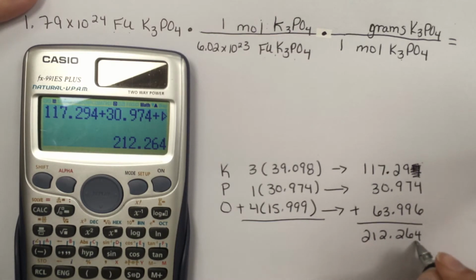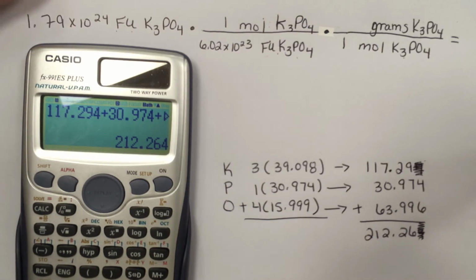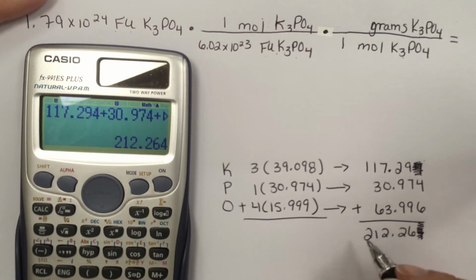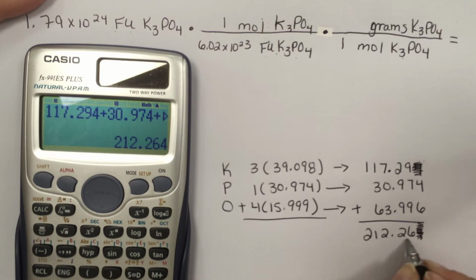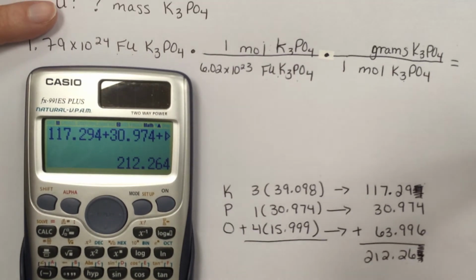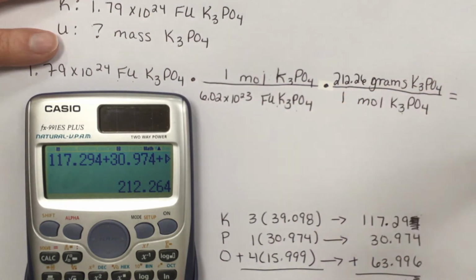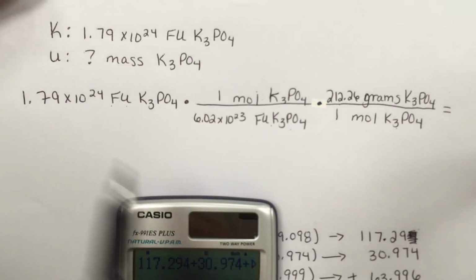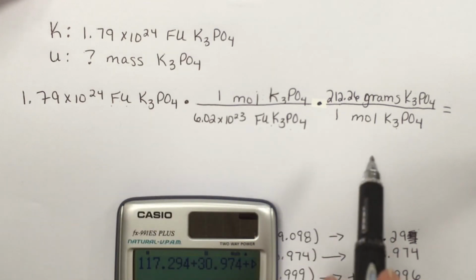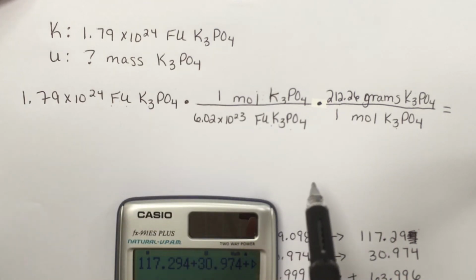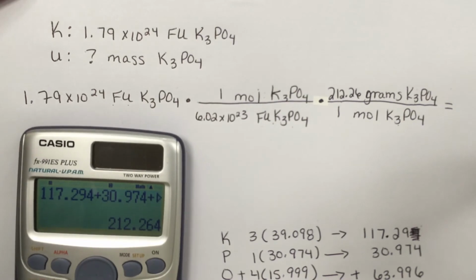So significant figure wise, this is not going to round it, so we're going to take that off. And so for potassium phosphate, for every mole of potassium phosphate, it's going to weigh this many grams: 212.26. And now all we have to do, we have our whole equation set up. We just type it in the calculator and we're done.